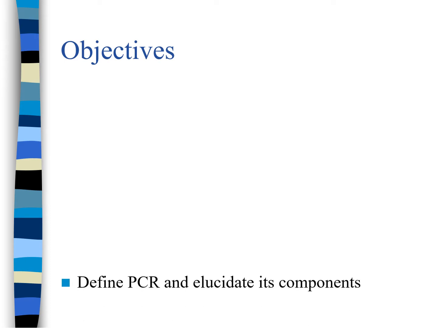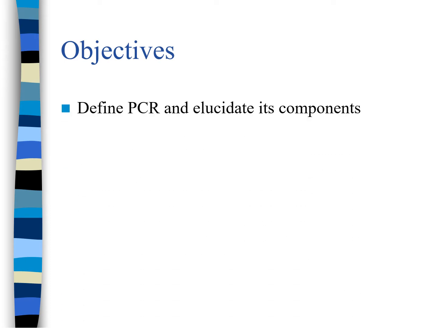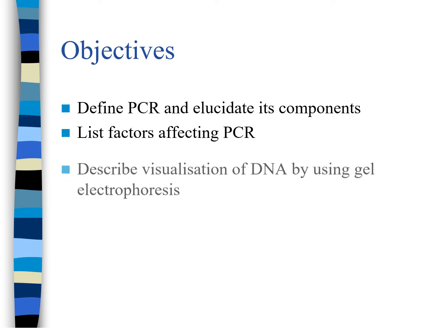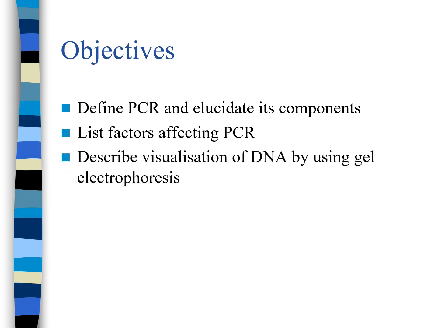These are the objectives for today. The first objective is to define what PCR, polymerase chain reaction, is and determine its components, the components that we put in the reaction. Second, list factors that affect PCR. Third, describe visualization of DNA by using a technique called gel electrophoresis.